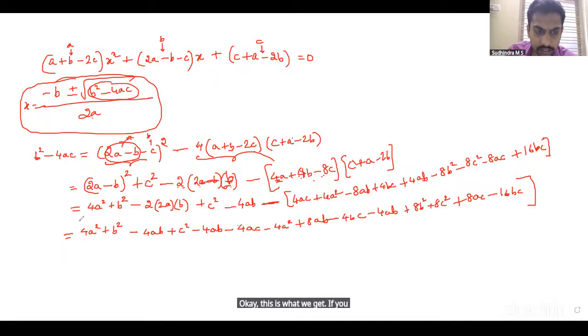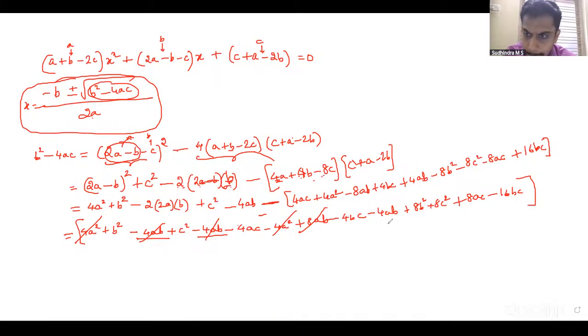If you look at this here, 4a square minus 4a square gets cancelled. Minus 4ab is minus 8ab. We have plus 8ab here. It gets cancelled. Then anything else get cancelled? No, sir. No?